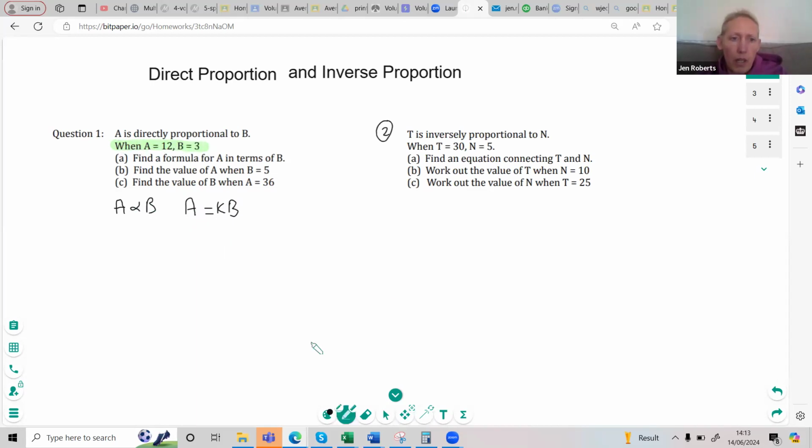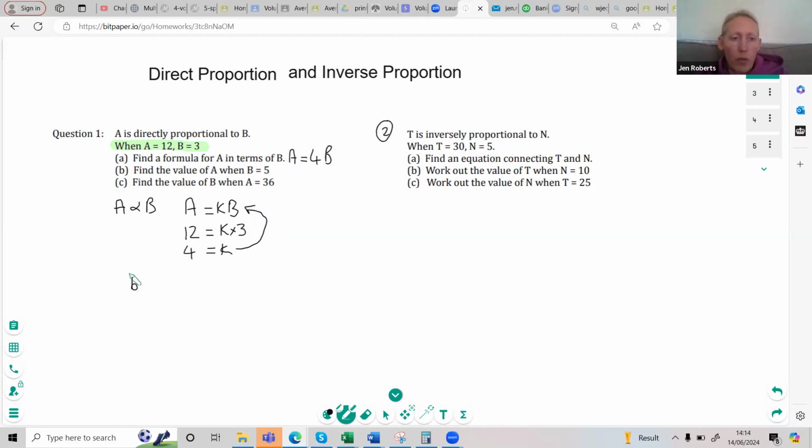So we're told here when A is 12, B is 3. So I'm going to substitute that into the equation here. What is K? Well, let's make K the subject, divide both sides by 3, and you get K is 4. So that's your constant of proportionality. Write a formula of A in terms of B. So I'm going to substitute that K back into here. A equals 4B. So can you see we've got our formula of A in terms of B.